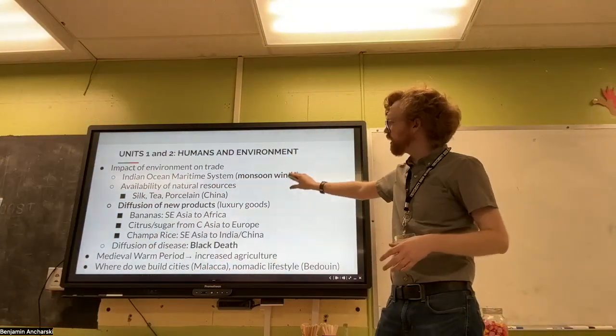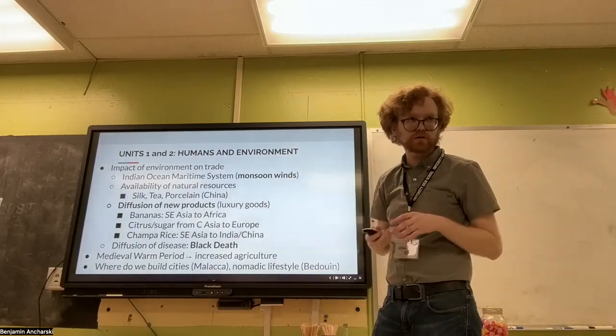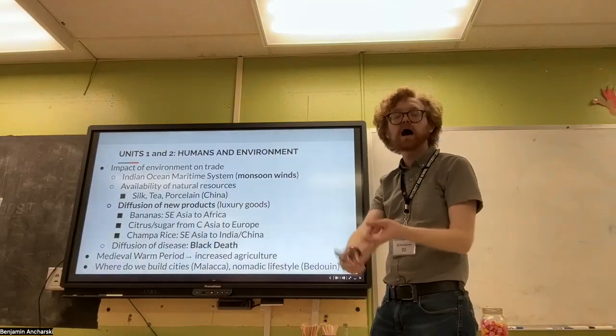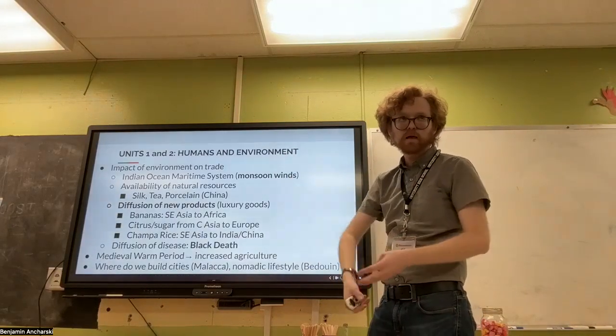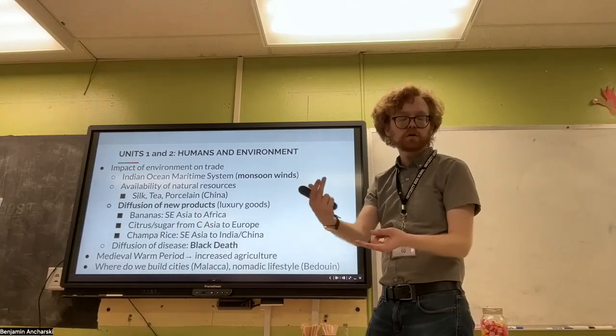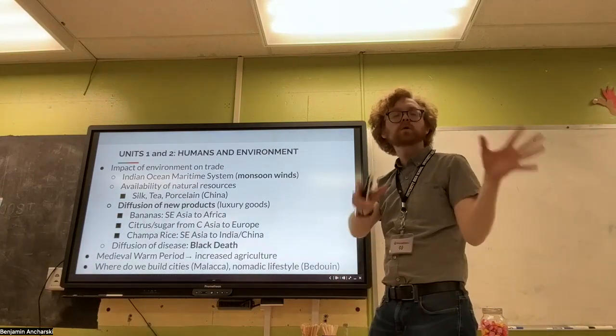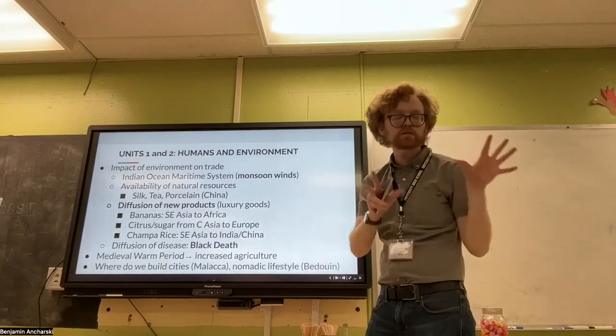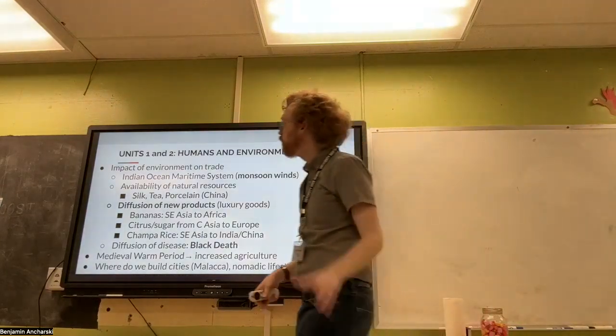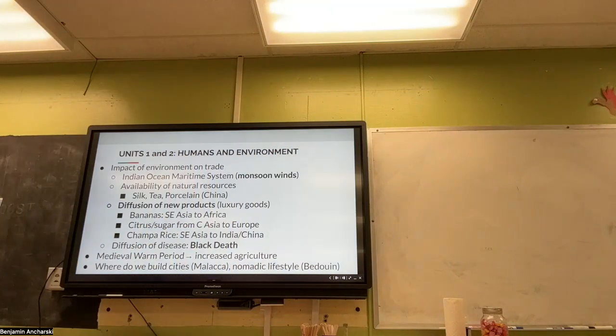All right, so you should know other areas that have natural resources. India: spices, cotton, ivory, for example. West Africa: salt, gold, slaves. So understanding what comes from where, that's something you should focus on when you're studying for unit 1 and 2.